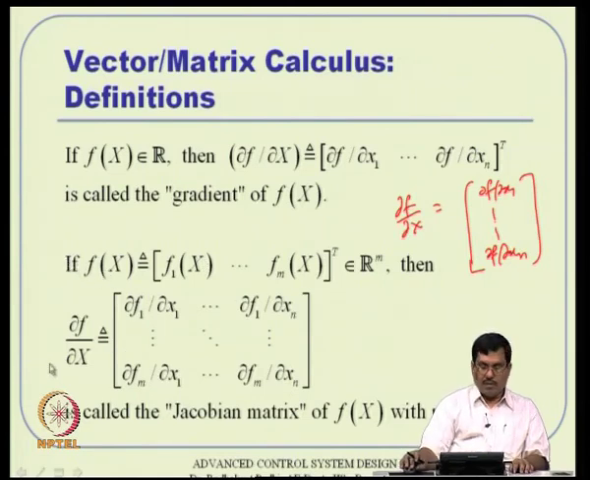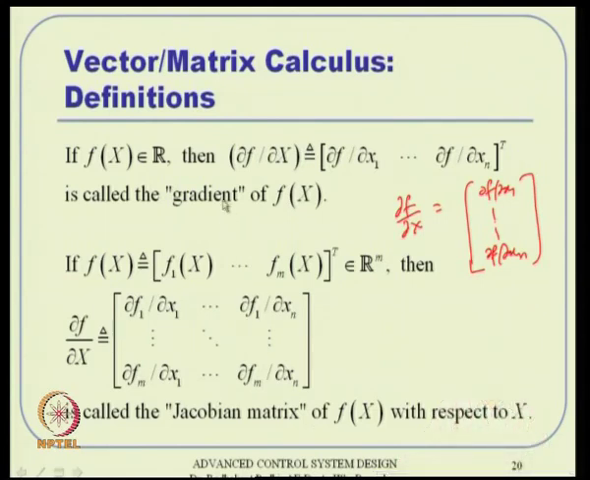Then I can still take the first partial derivatives and put them together in a matrix format, and this matrix is called the Jacobian matrix actually. So, if you have a scalar function, it will result in a vector which is called a gradient vector, and if it is a vector function, it will result in a matrix which is called a Jacobian matrix.